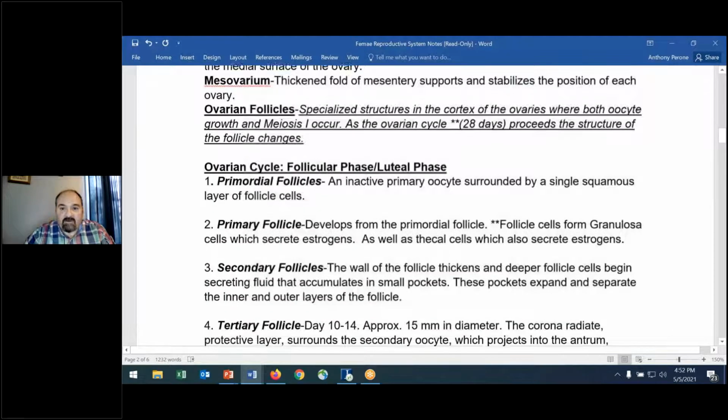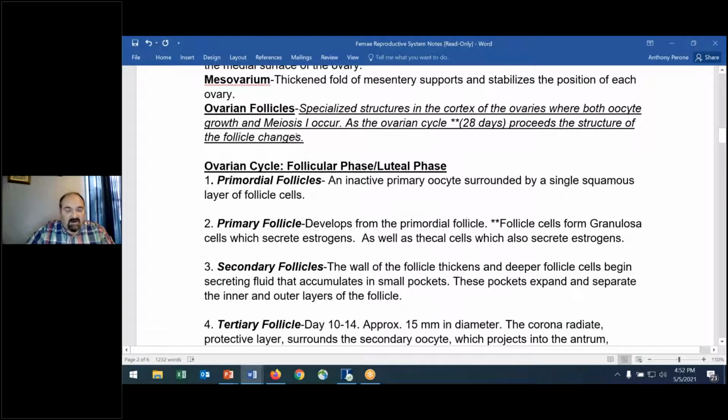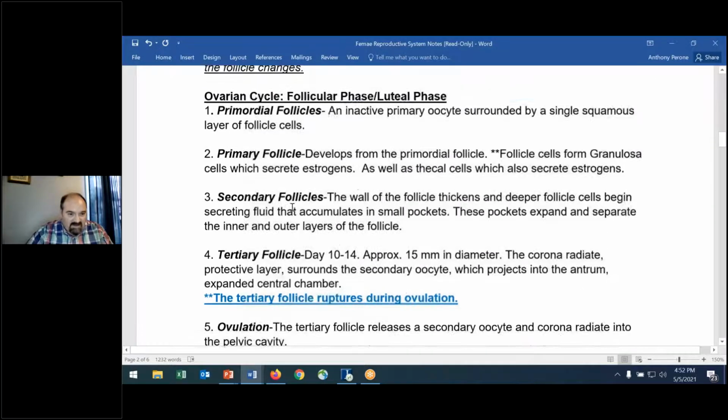Okay, and I'm not going to ask you to memorize this information here, right? But I want to show you what's taking place in the ovarian cycle as far as the ovum is concerned. We have the oocyte that is immature, and upon ovulation, it's going to be mature and ready for fertilization if that's going to take place. You'll see the primordial follicles, primary, secondary, tertiary. Again, this is called the follicular phase.